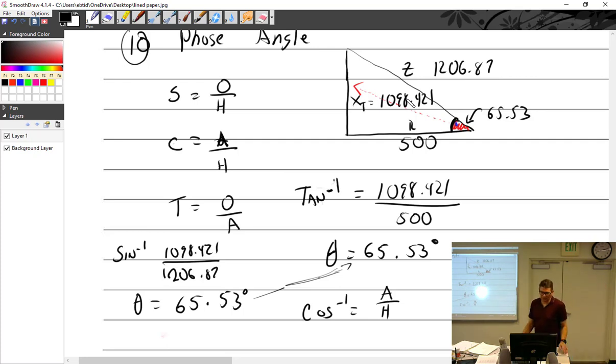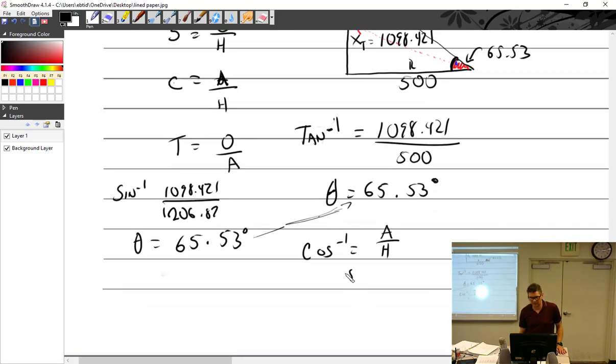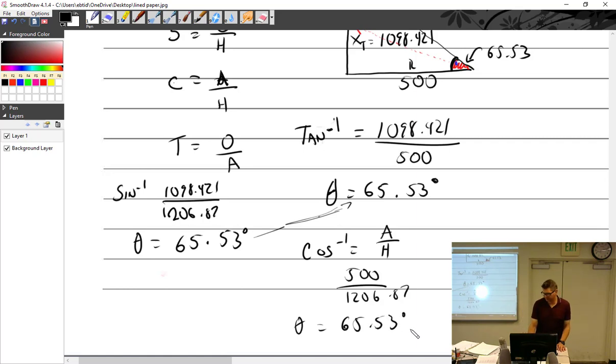All right, so cosine is adjacent divided by hypotenuse. So the adjacent is 500 divided by the hypotenuse, 1206.87. So the angle theta is going to be about 65.53 degrees, because math works.